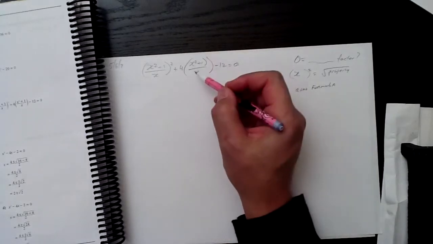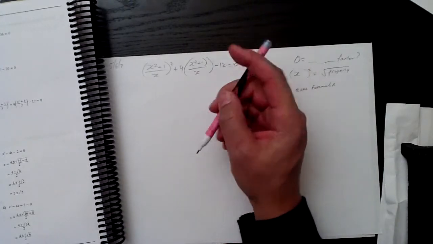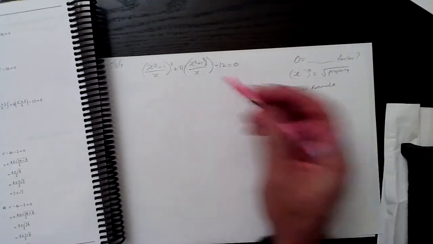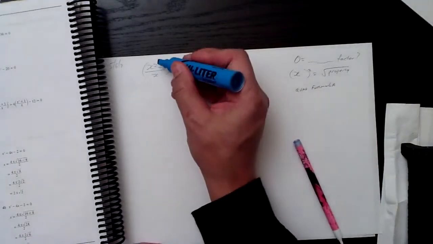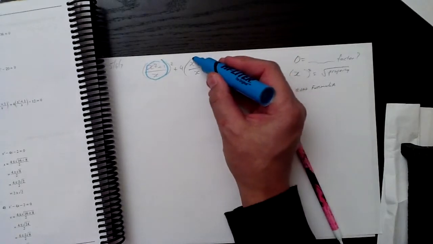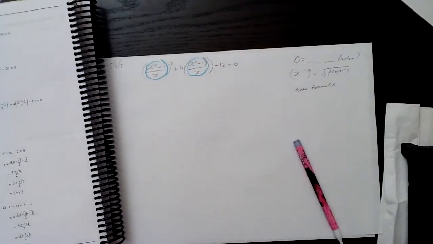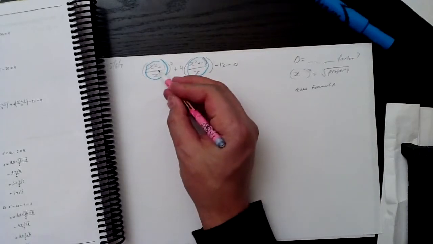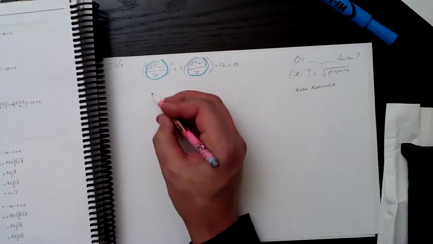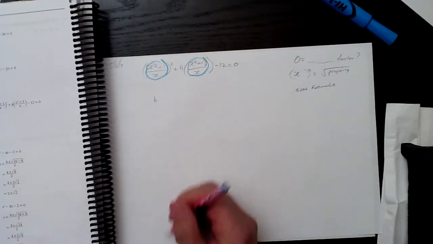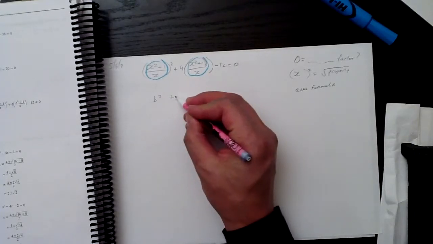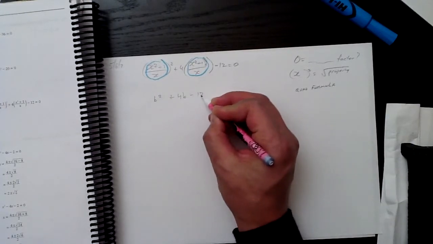But one of the things that you might not notice is that this stuff here, which I'm going to outline in blue, is that stuff squared plus 4 times that stuff minus 12 equals 0. So if that stuff there, instead of calling it x squared plus 1 over x, I'm just going to call it b, just for the heck of it. b squared plus 4b minus 12 equals 0.